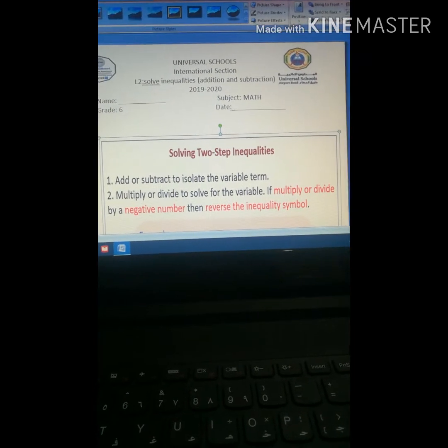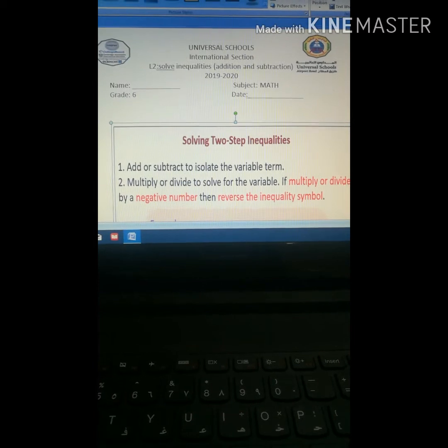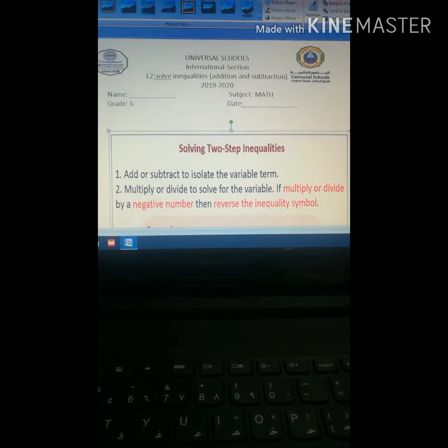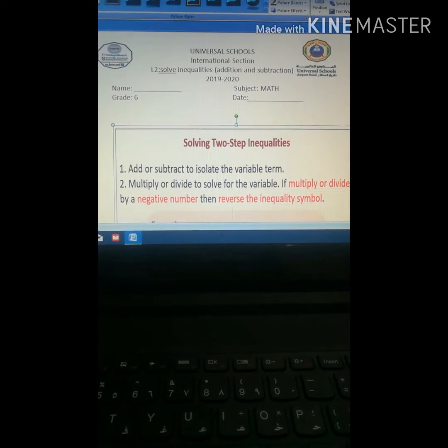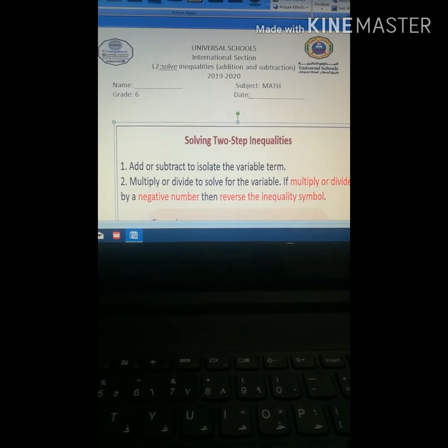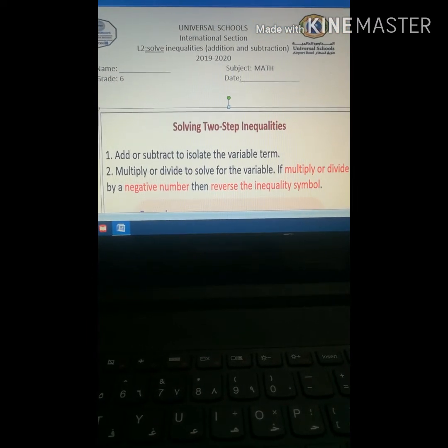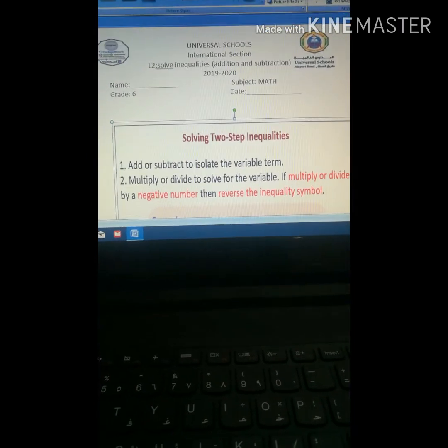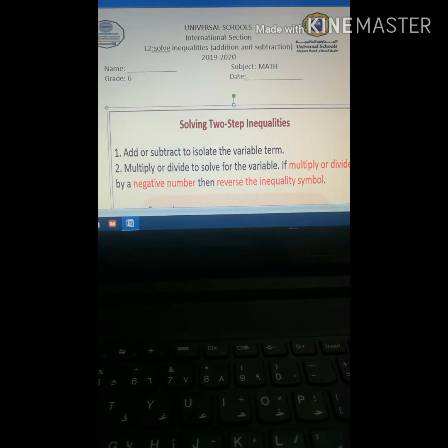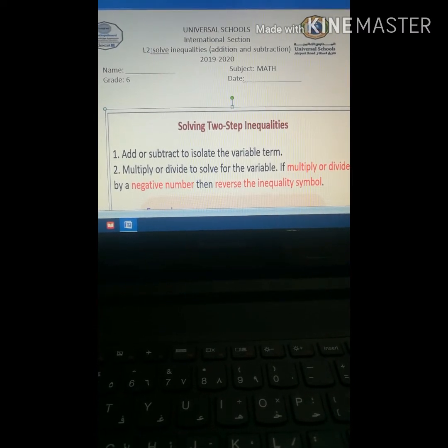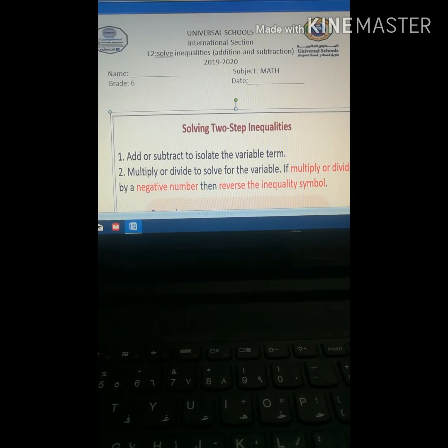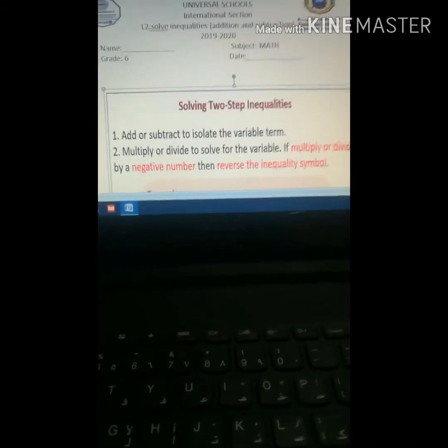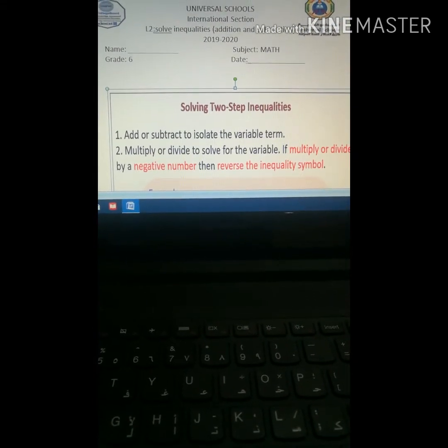When you make the variable alone, you have to inverse every operation. That means if you have multiplication, you use division. If you have plus, you use minus. This remark is so important: if you multiply or divide by a negative number, you always reverse the inequality symbol. That means you flip it to the opposite symbol. So let's get started with question number 1.